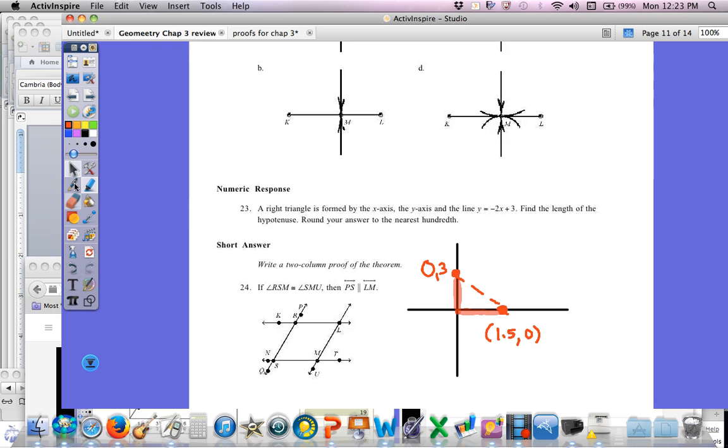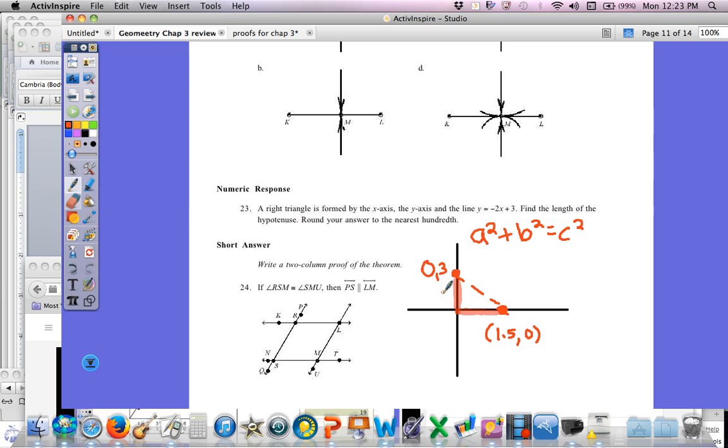So I can use either distance formula or I can use what else? Pythagorean theorem. I prefer to use Pythagorean theorem. Does anybody prefer distance formula? You do like distance formula better? Why? I'm just curious. It's just easier to plug in the numbers. Okay, see, I think this is easier. I'm going to use Pythagorean theorem. Is that okay? Because that's just a squared plus b squared equals c squared.